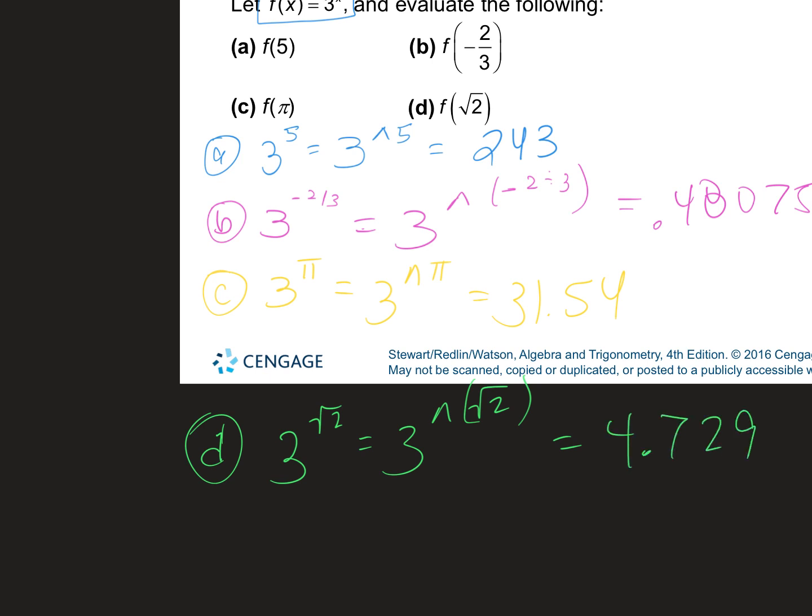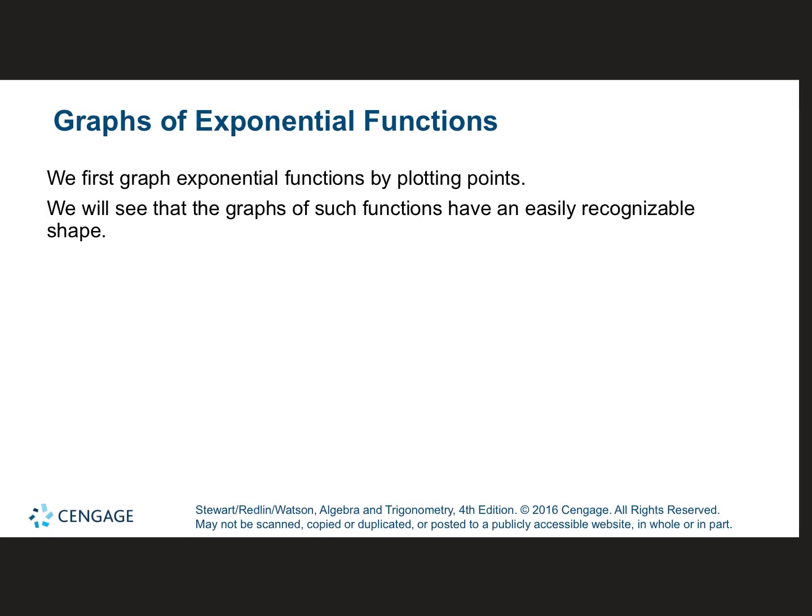4.72829. Now, it's important, guys, I'm telling you, you have to know how to use your own calculator. You have to know how to use the calculator that you bring to class. So I would bring one every day and ask questions. Go.